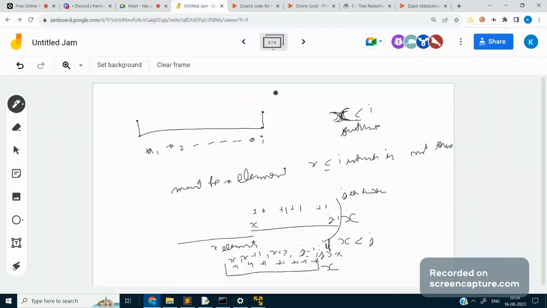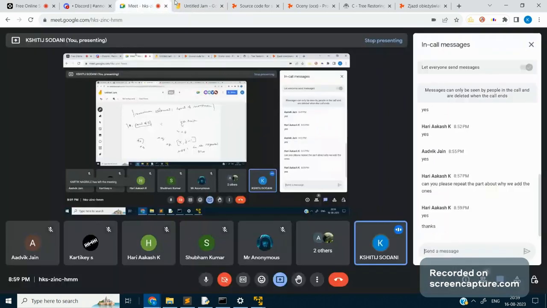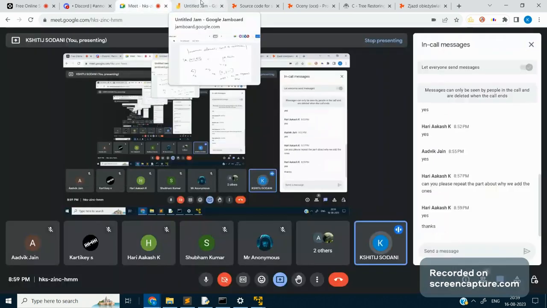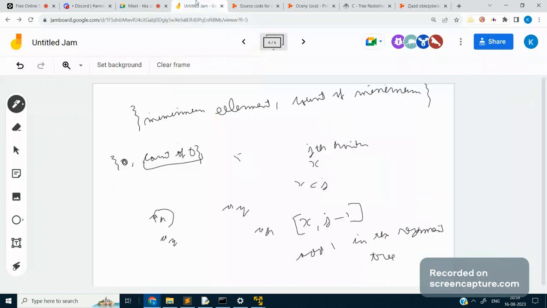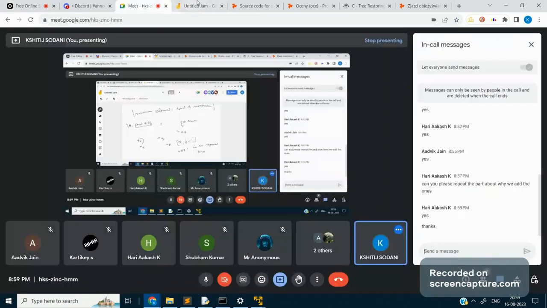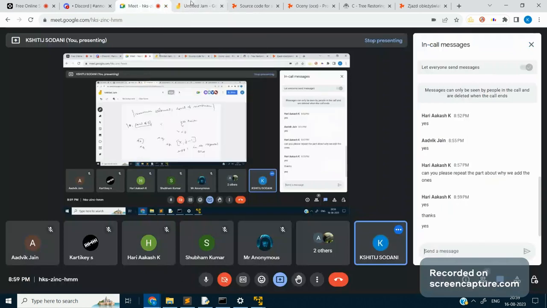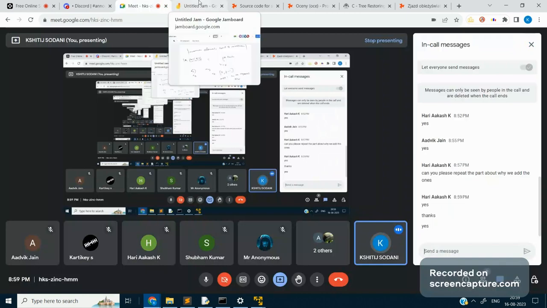Okay, so now we only need to count the number of zeros, and as I demonstrated, it can be done with a segment tree, maintaining the minimum element and the count of the minimums. So did you all understand the complete solution of this problem? Okay, if you have any doubts, you can ask.